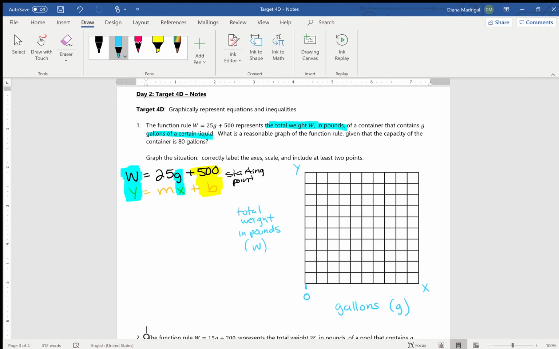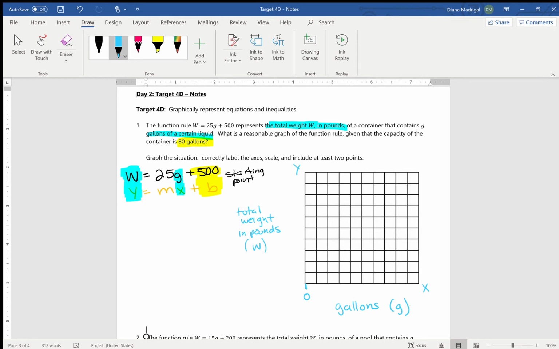I'm not going to plug in the 500 just yet. I do know, however, that the problem told me that the capacity of the container is 80 gallons. That means my gallons can only go from 0 to 80. So I'm going to plug it into my graph.